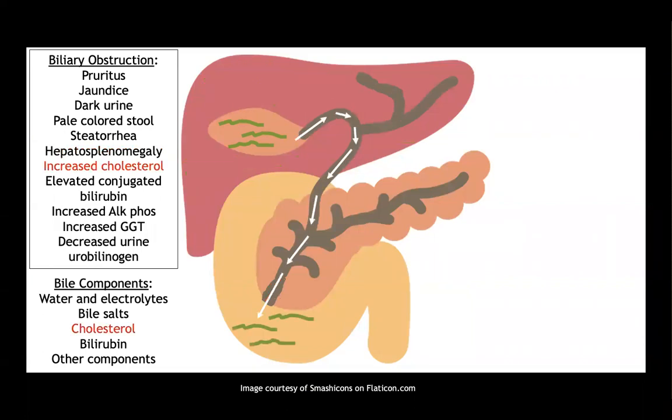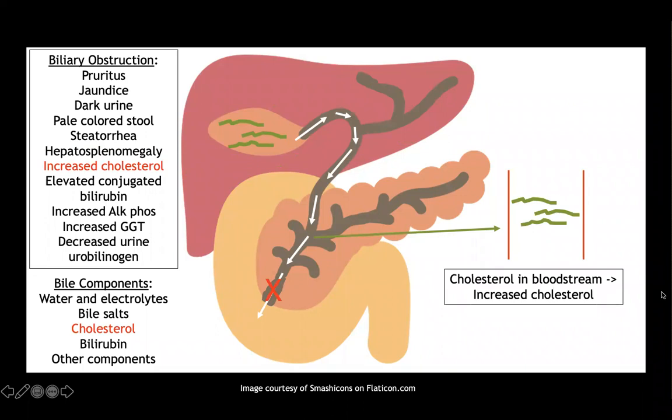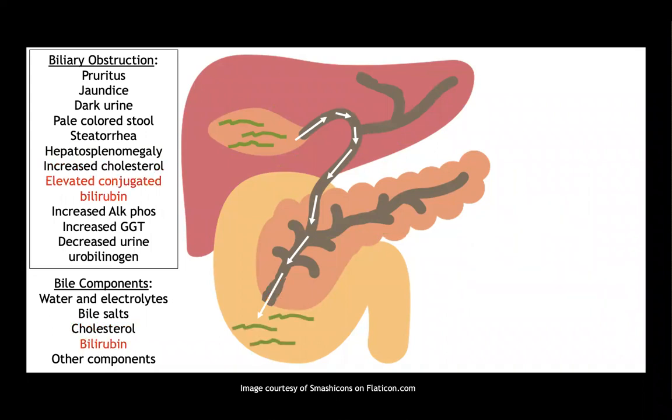Increased cholesterol should also make sense. We've talked about how having this obstruction can increase your bilirubin because it's a component of bile. Because cholesterol is also a component of bile, it should come as no surprise that having more bile in your bloodstream means you have more cholesterol in your bloodstream as well.